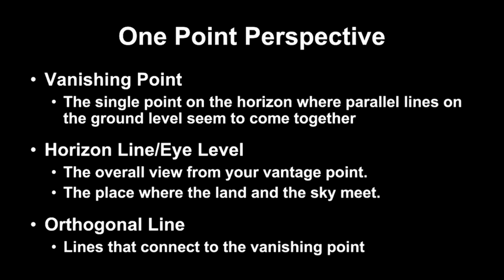So here's some vocabulary we need to know. We have our vanishing point, which is a single point on the horizon line where parallel lines go back towards and converge. That's where they vanish to. Our horizon line, or eye level, is the overall view or vantage point that you're at, the place where land and sky meet. And then orthogonal lines are the lines that connect to the vanishing point. So we've got our vanishing point, and the lines that go back to that are orthogonal lines.